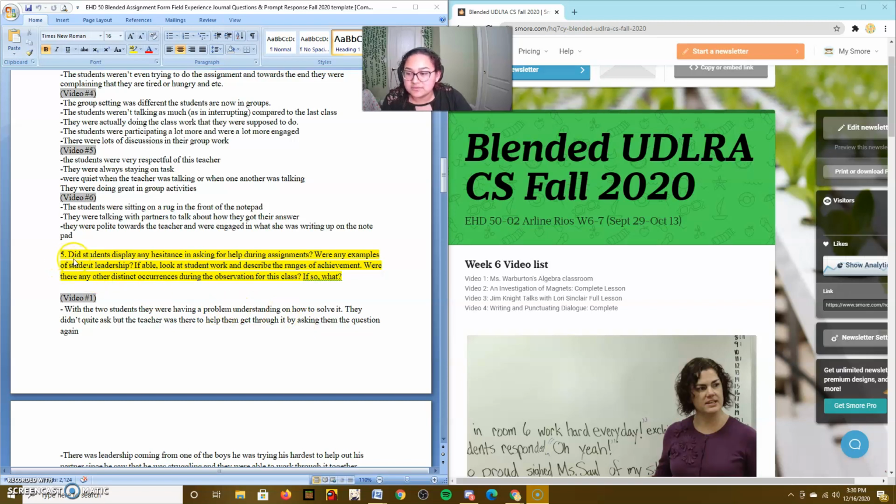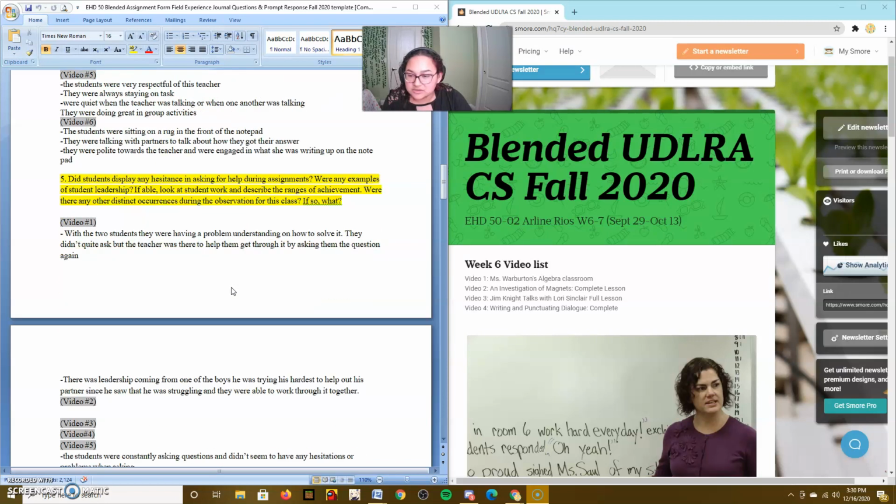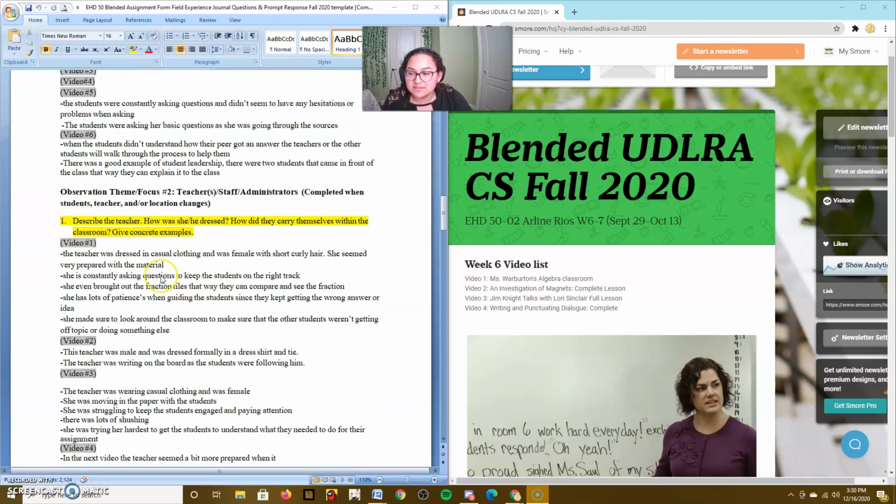I also chose number 5, which was did students display any hesitancy in asking for help during assignments, and was there any student leadership? I do know, since I have been in a classroom before, that there are some students that are shy. I wanted to know what pushed them to ask the question, or what caused them to not ask the question, and whether peers were helping each other out during class.